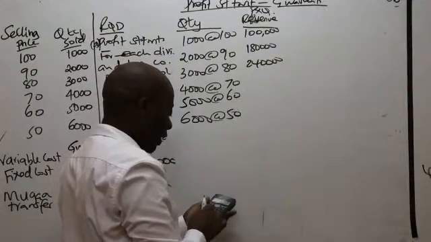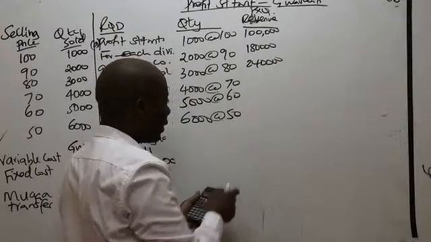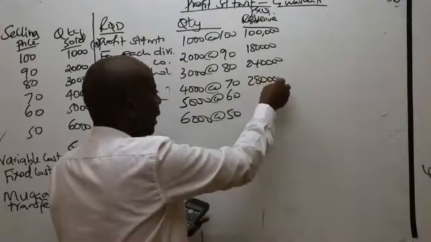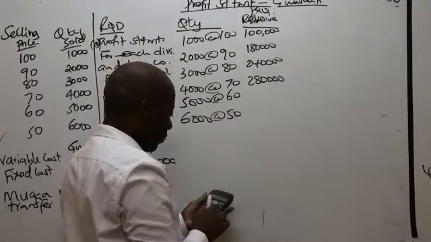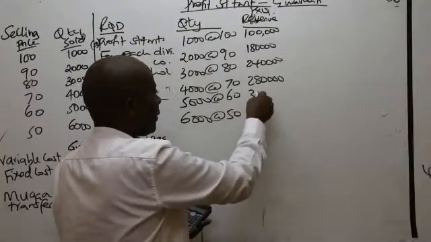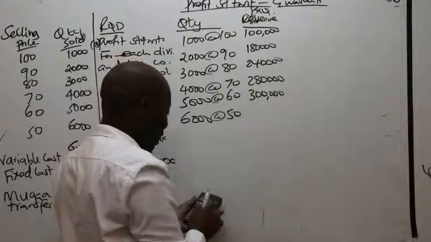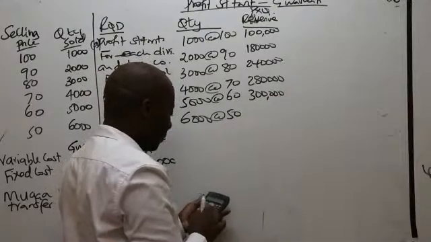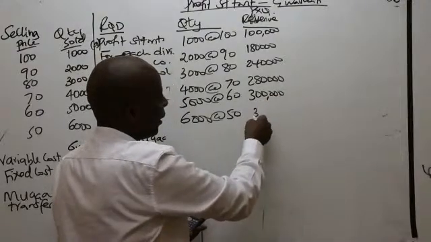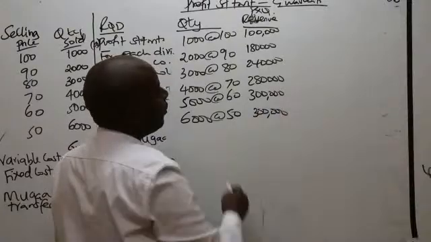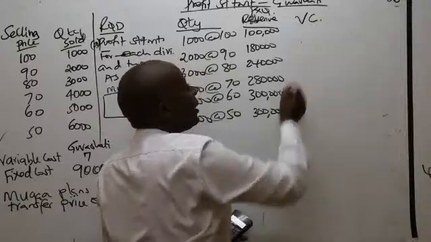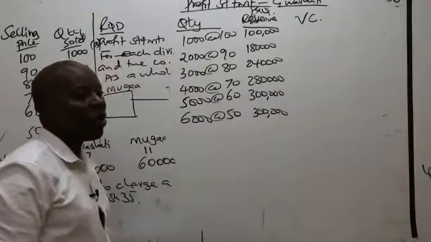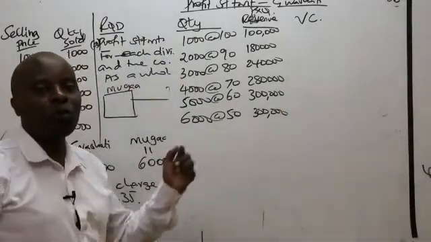And then we have 4,000 times 70, which gives us 280,000. Then 5,000 times 60 gives us 300,000. And then 6,000 times 50 also gives us 300,000. Now, ladies and gentlemen, I would want somebody to come and give me the variable cost of Washati.